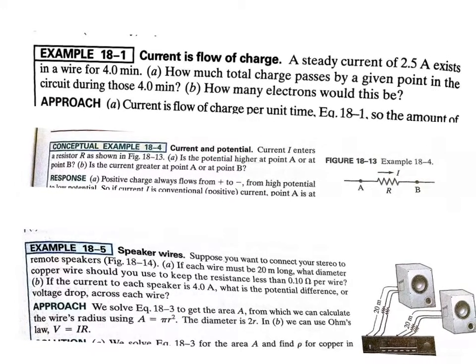Question 2, or 18.4. Current and potential. So again, potential is voltage, alright, and you are familiar with voltage a little bit. Current I enters a resistor R as shown in figure 18.13. Is the potential higher at point A or at point B? Is the current greater at point A or point B?